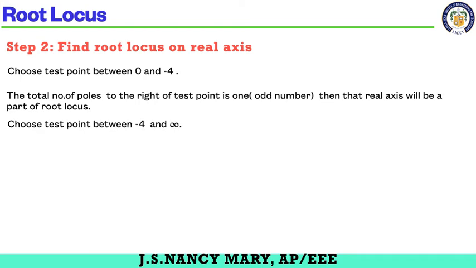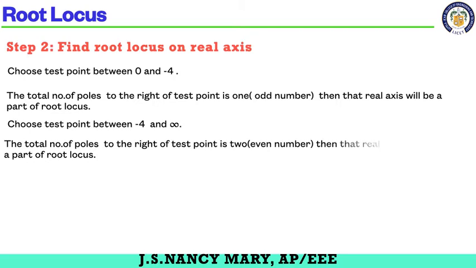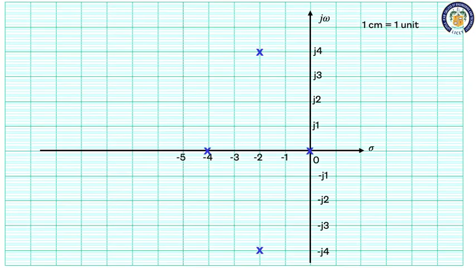Then again choose a test point between minus 4 and infinity and check the number of poles and zeros to the right of the point. It will be an even number, equal to 2, so it is not a part of the root locus. There are no other poles on the real axis. Now we go back to the graph sheet, and you mark 0 to minus 4 as the root locus. I'm marking it with a red color line.